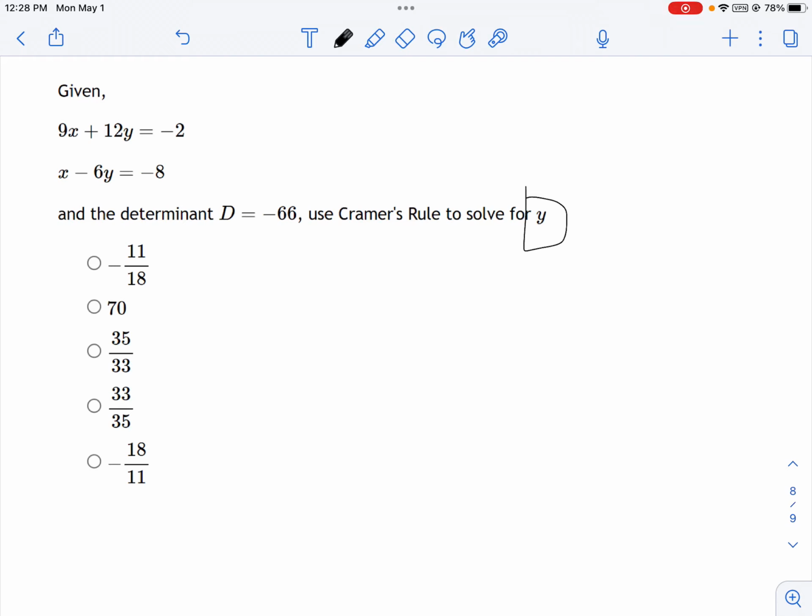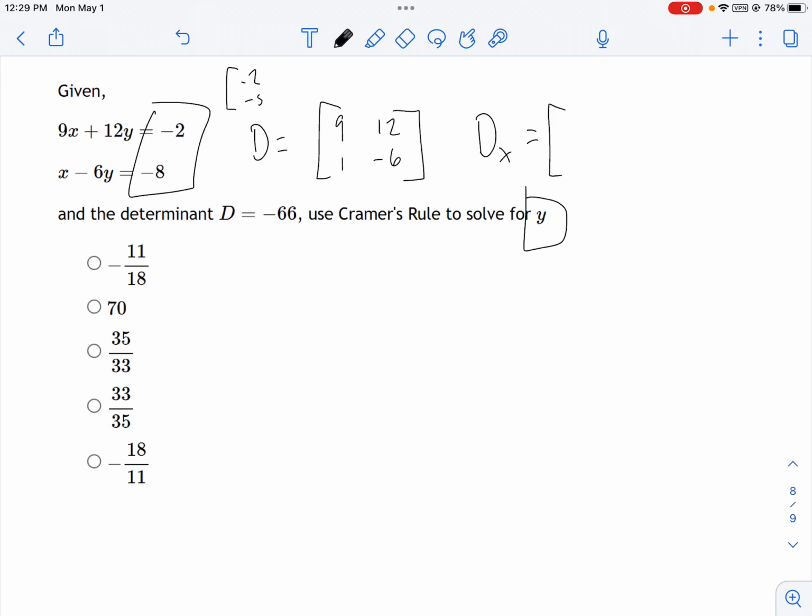Remember, to solve for any matrix, we've got to get our coefficient matrix first. Now, there's a lot of different notation when it comes to Cramer's rule. You have your D matrix, which is your coefficient matrix, so that'd be 9, 1, 12, and -6. Then you have your dx, sometimes referred to as ax, it doesn't matter. It's essentially where you take your two equals numbers, so you have a second little matrix here of -2, -8.